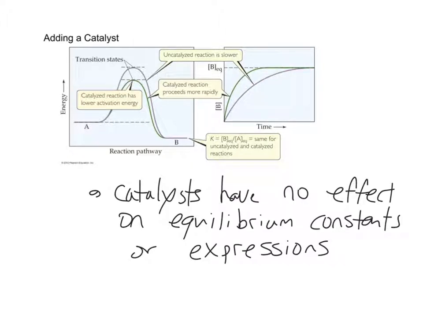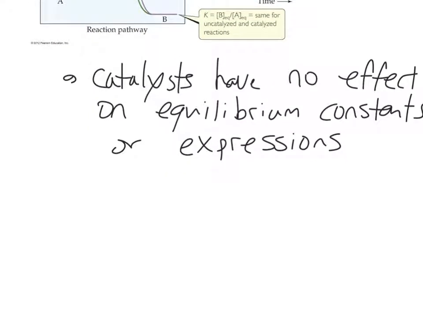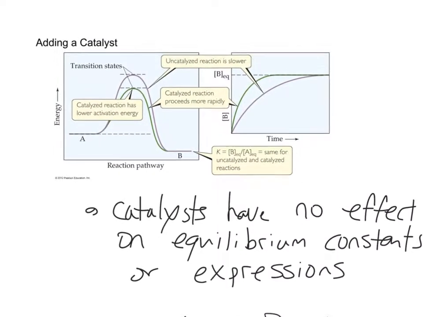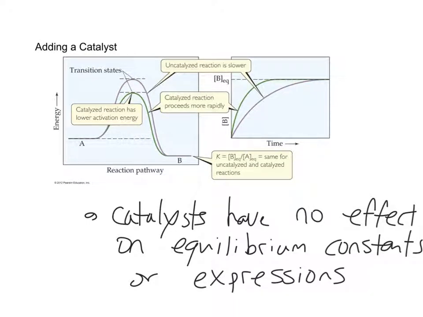Catalysts have no effect on the equilibrium constants or expressions. You can have 2 reactions, one that's catalyzed and one that's not catalyzed, A to B uncatalyzed and A to B catalyzed with X, and both will reach equilibrium at the same Kc, 10 for example. The difference though is that catalysts affect the speed only, and they affect the speed at which equilibrium is established.